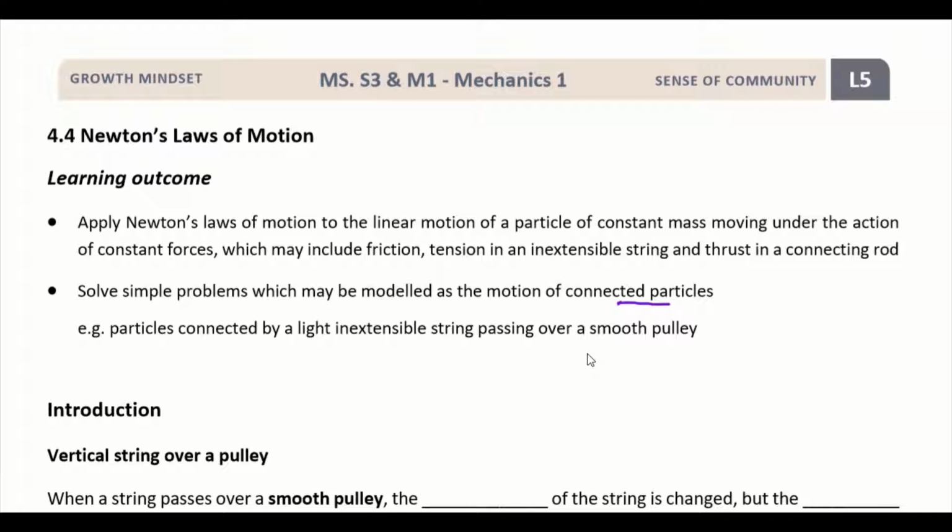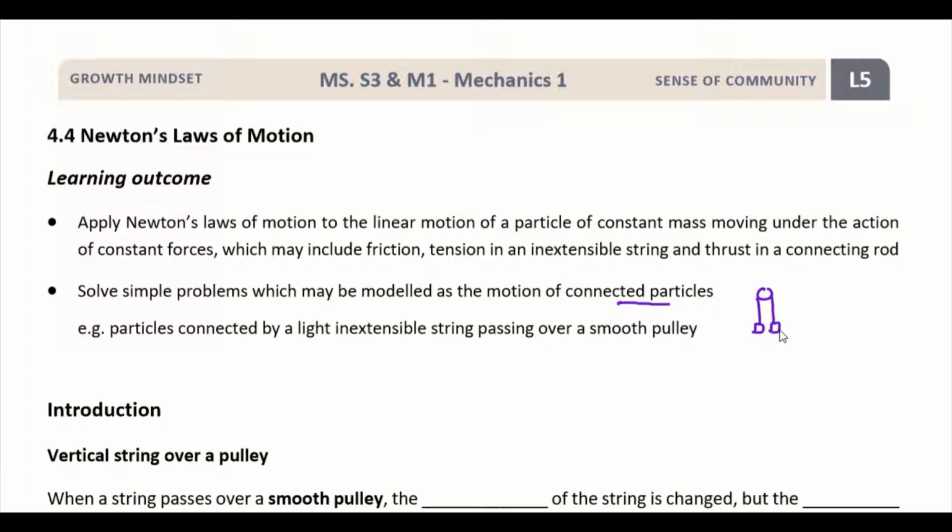For today's lesson, we'll be looking at the smooth pulley over a vertical string. There are different kinds of pulley that you will encounter under this chapter. The vertical string one is one of the very popular ones in your exam.